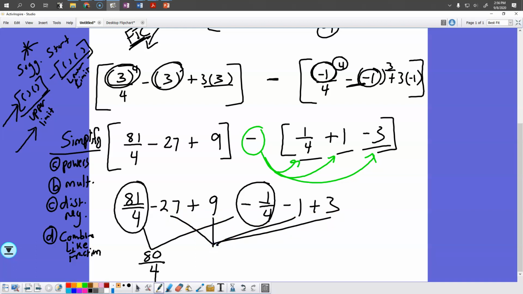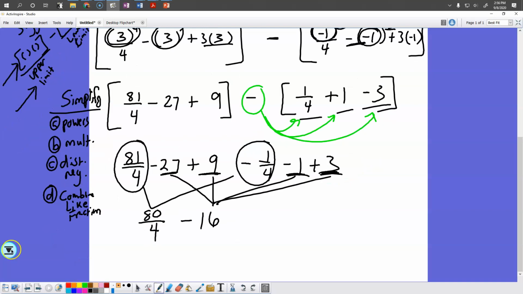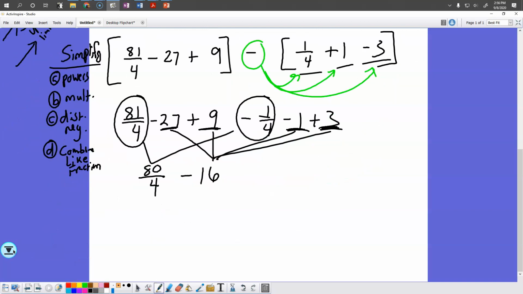So let's see. At this point, you can use your mental math or whatever you want to do. But -27 and 9, that makes -18. That's going to make -19. That's going to make -16 if I put all four of those together. So I end up with -16 by putting those like fractions together. Okay?